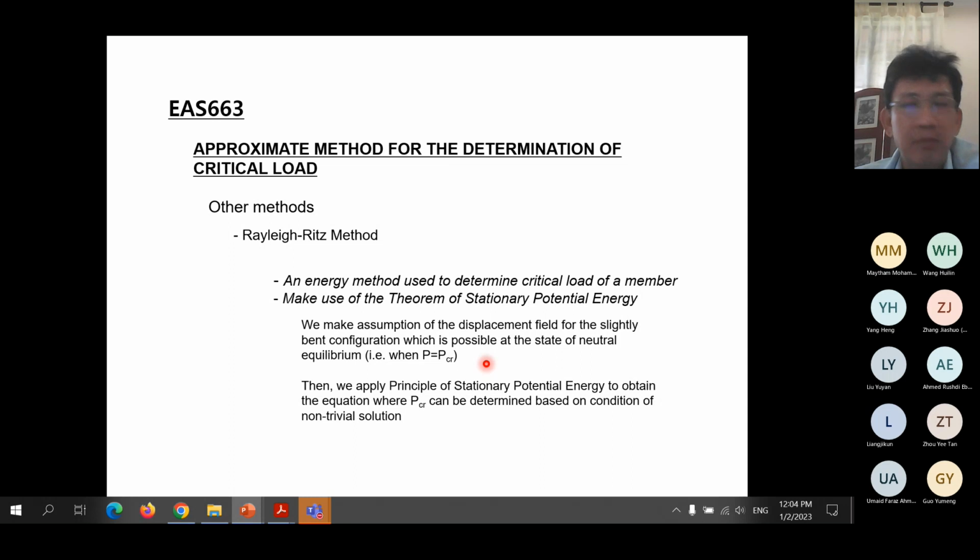So because we make assumptions, this is just an approximate method, because it depends on how accurate, how good is our assumptions. And later we will see an example, we can improve further the assumption that we make by making other assumptions of the displacement field, for example, by adding more terms to the displacement field, similar to what we have done in EAS661. Okay, so this is to give you some basic idea involved.